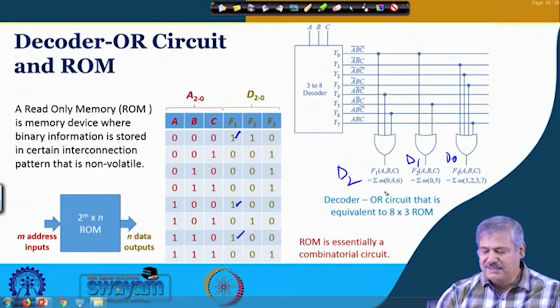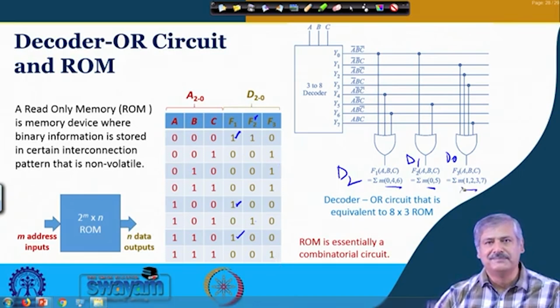So you can write this as a summation of the min terms 0, 4, 6 for D1, which corresponds to your F2. Okay. So 1 is there here, 0 and 5. So these two min terms you can add using an OR gate, and F3 is 1, 2, 3, and this is the 7. So that is what you can see.